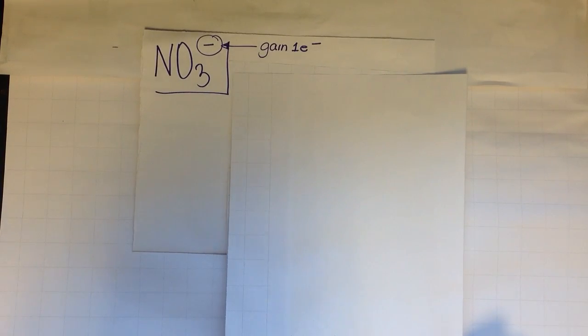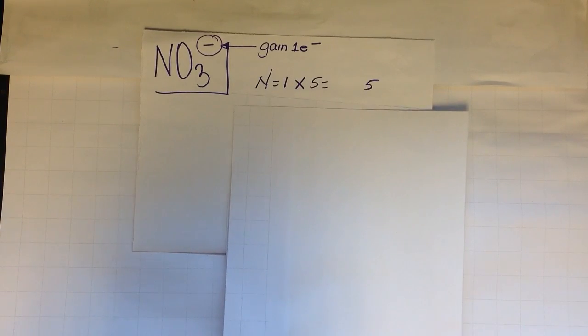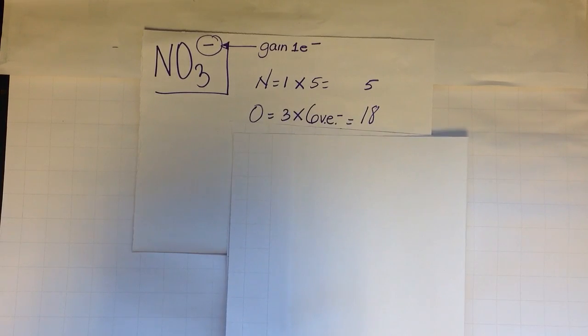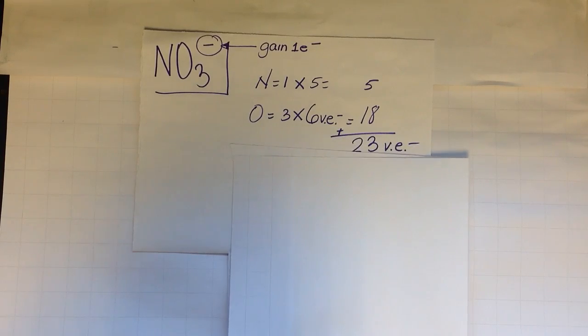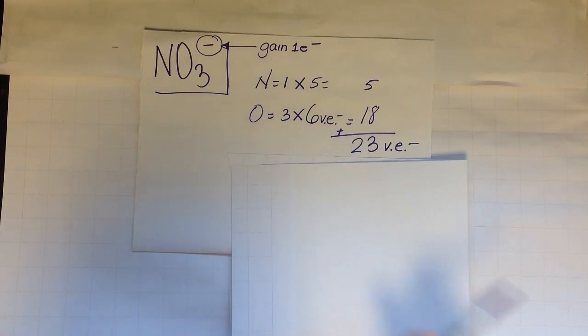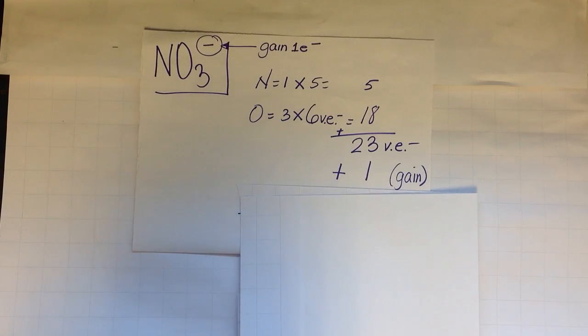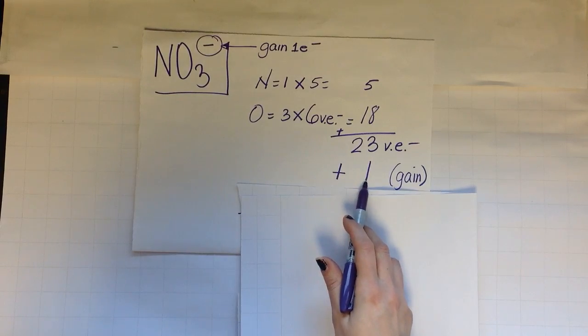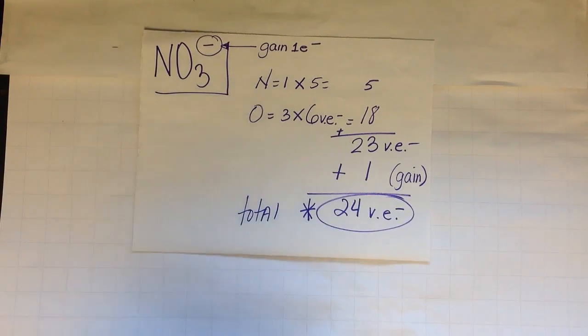Next, do your total valence count. Nitrogen, there's 1 of them, 5 valence electrons for a total of 5. There's 3 oxygens, each come with 6 valence electrons for a total of 18. Add them together and I get 23 valence electrons. But this time I gained 1. So when I gain 1, I add 1 valence electron, for a total of 24. That's my new total. Let's go ahead and draw this structure out.